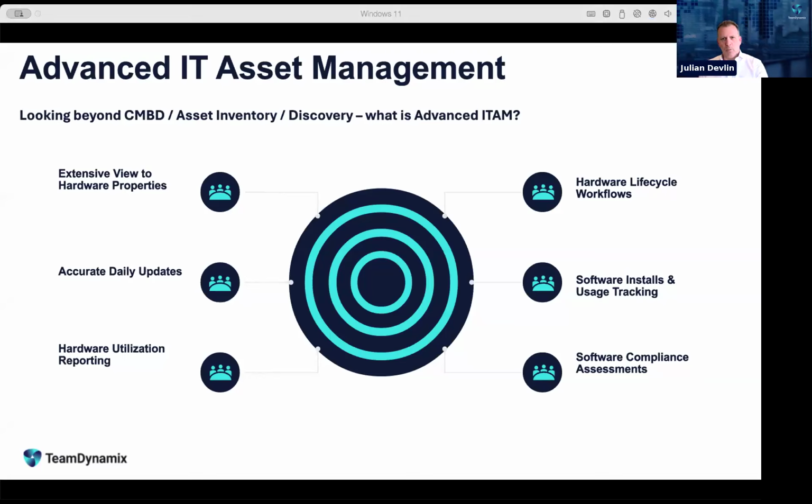As we were alluding to, one thing that you're going to start to see is that IT asset management means different things to different people.